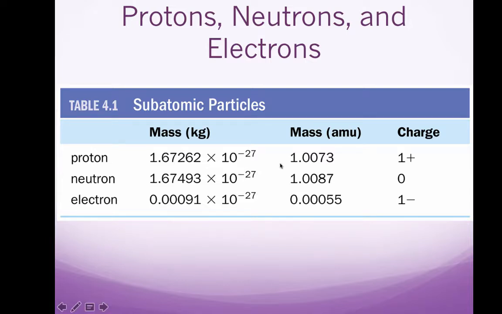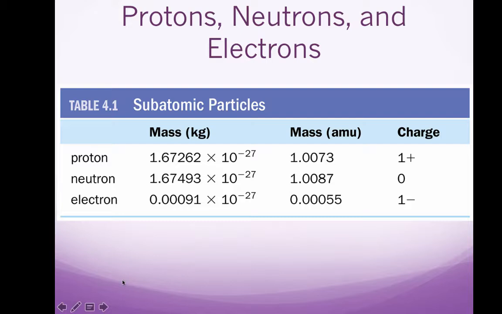So if you look here, the mass of a proton is about 1.67 times 10 to the negative 27 kilograms. Neutron's about the same, 1.67493 times 10 to the negative 27 kilograms. So the mass in AMU of a proton is 1.0073. For a neutron, it's 1.0087. So they're pretty comparable, right? They're almost exactly the same.